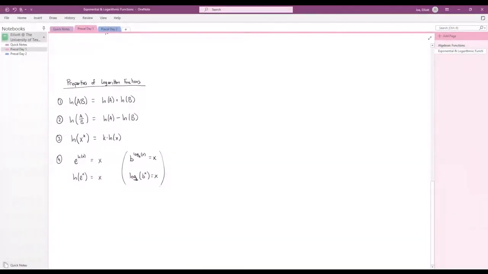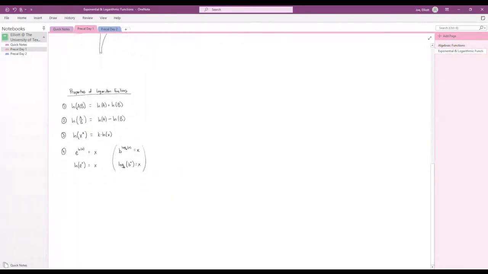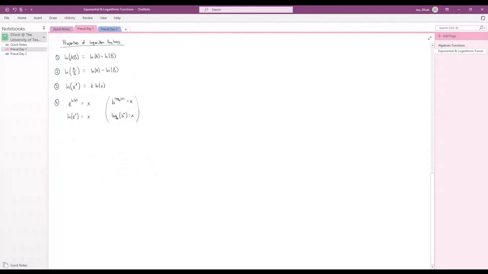Okay. And then likewise, if you just replace natural log with log of any other base, these same properties are going to hold as well. And I just want to do kind of one final example for today involving making use of these properties of logarithms that I just wrote down. So this will be the last example for today.